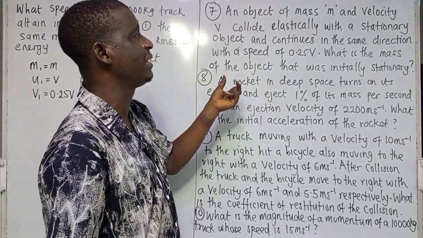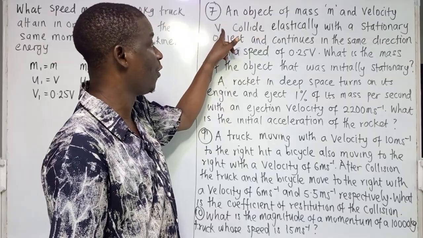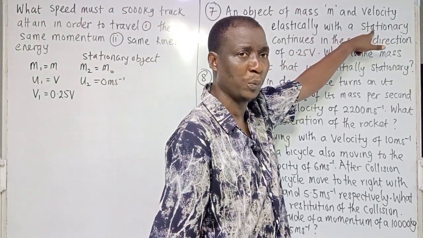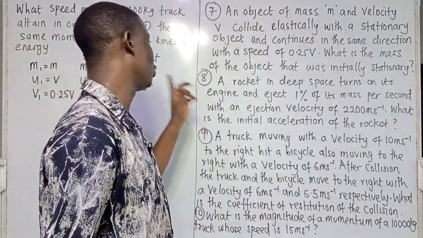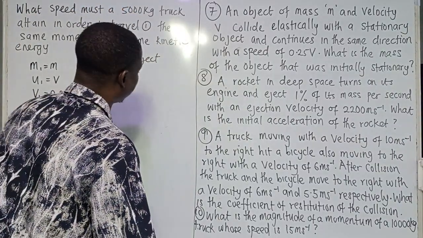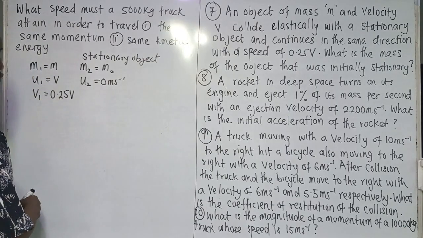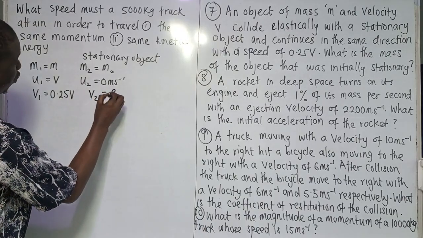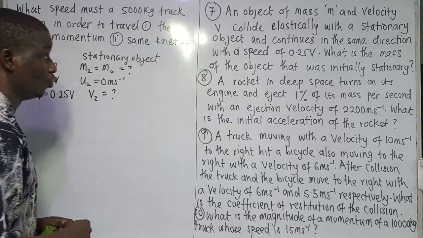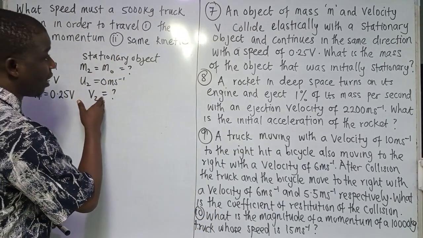Don't forget that when they collide, the velocity of the first object will reduce. So from v it has reduced to 0.25, and basically the one that is 0 before will go up. It will no longer be 0 after collision. What is the mass of the object that was initially stationary? So what we're going to do is this: we know V1, but V2 is unknown. We have the mass, not known, which we are looking for, and also V2, although V2 is not our focus here.